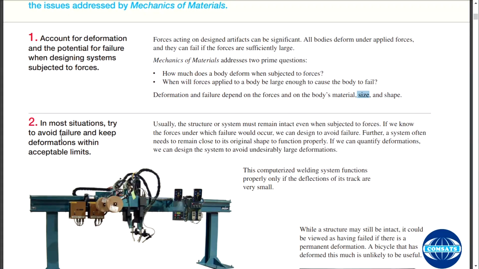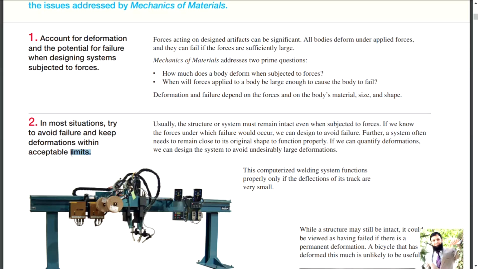So in most situations, try to avoid failure and keep deformations within acceptable limits. This is the rule. You have to avoid failure, and how are you going to avoid failure? By keeping the deformation within acceptable limits.